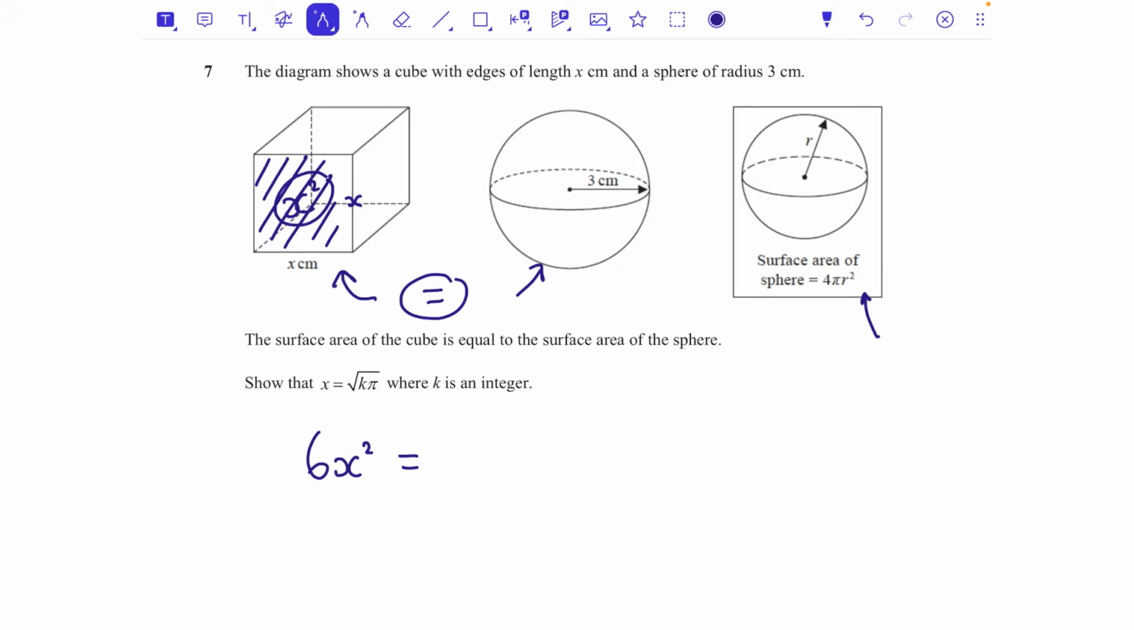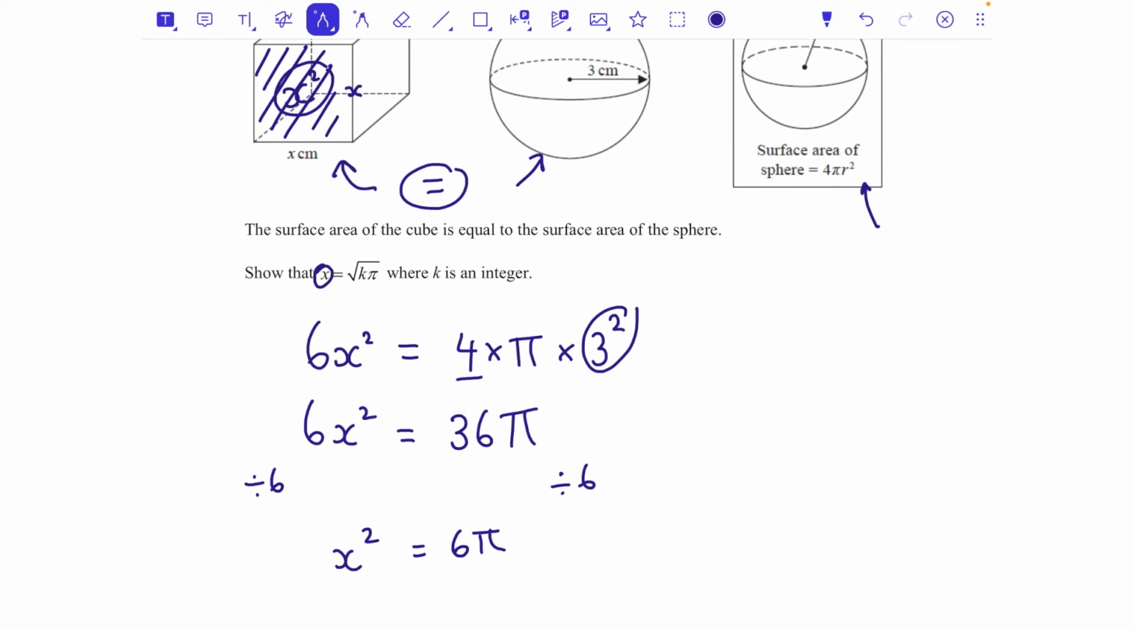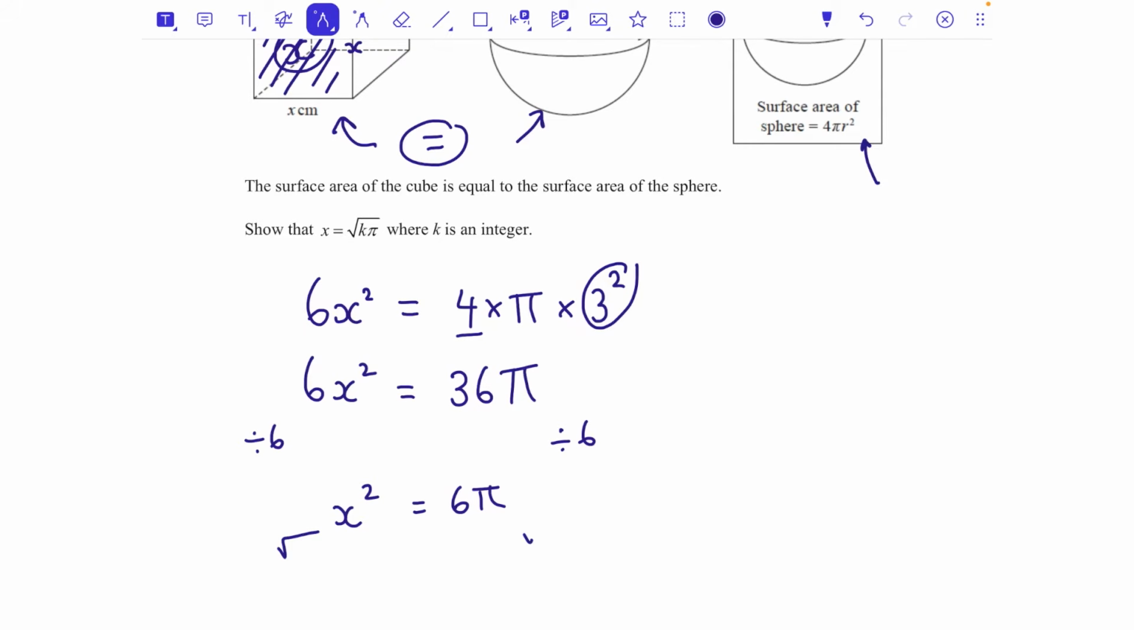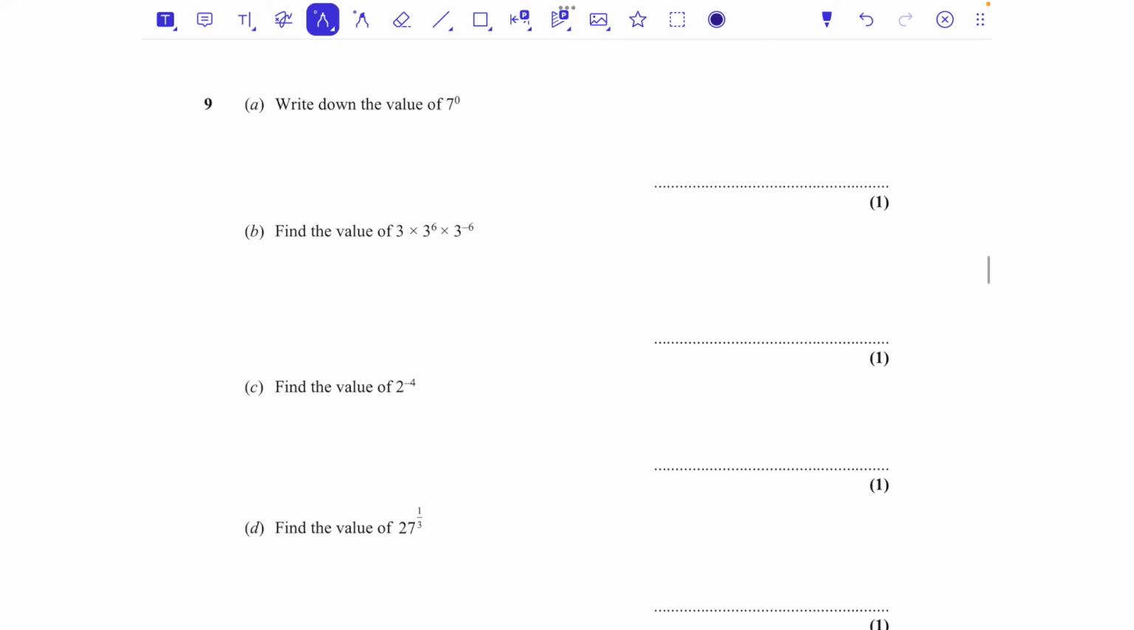Now that is given by 4 pi r squared. So 4 times pi times 3 squared, and that's going to be 6x squared is equal to, now remember 3 squared is 9, timesing by 4, 36 pi. We then just want to simplify this equation, and I can divide both sides by 6. So x squared is 6 pi, and then to get x on its own, which is what they want in this equation here, we're going to square root both sides. So x is the square root of 6 pi, and that's worked out that k is 6. And there we go, that's 4 marks for that one. Very nice.